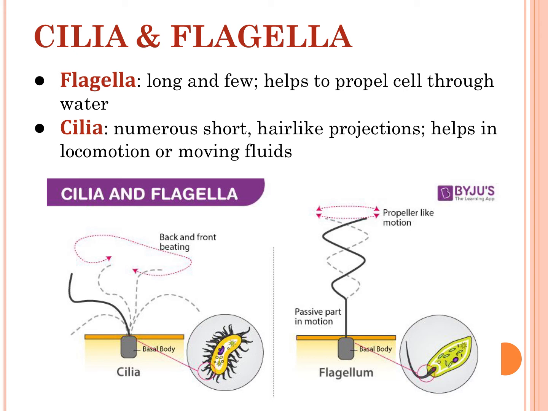Cilia are found on both prokaryotic and eukaryotic cells, and they're numerous short hair-like projections, and they can help a cell to be able to move, or such as the cells lining our respiratory tract, they have cilia to be able to sweep mucus along the surface of the air passages to be able to move trapped particles from the mucus.